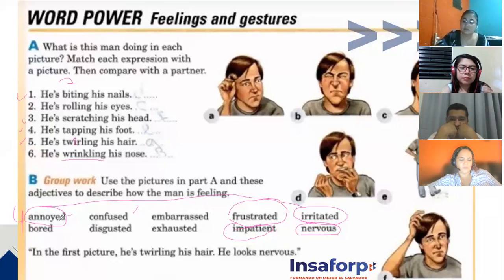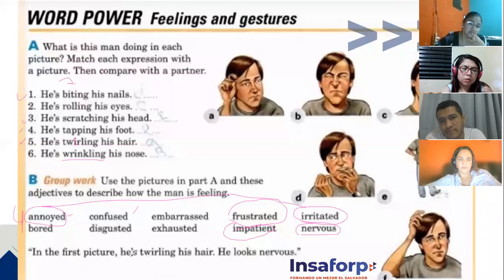The ED is a D sound: annoyed, with D. Bored, with D again, the same. Confused. And then we have disgusted, we add the extra syllable. Embarrassed is a D sound. And exhausted, we add the extra syllable. Frustrated, we add the extra syllable. Impatient, there's no ED. Irritated, we add extra syllables, and nervous.